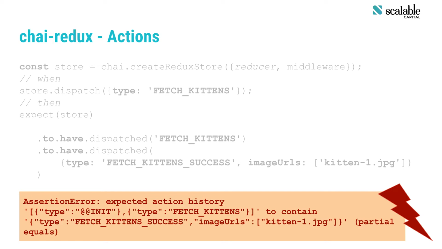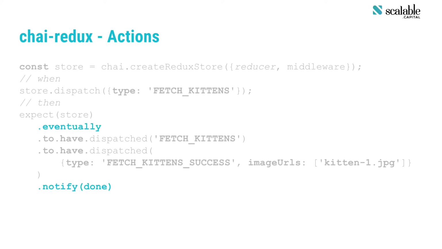So what we want, instead of looking up the history, is to wait for those two actions to be dispatched. What we can do is say, expect store eventually to have dispatched fetch kittens and to have dispatched fetch kitten success. And once both actions are within our action history, we will notify our test runner that we are done. And that's it. So basically we have tested our whole functionality, very straightforward, with a couple of lines of code.